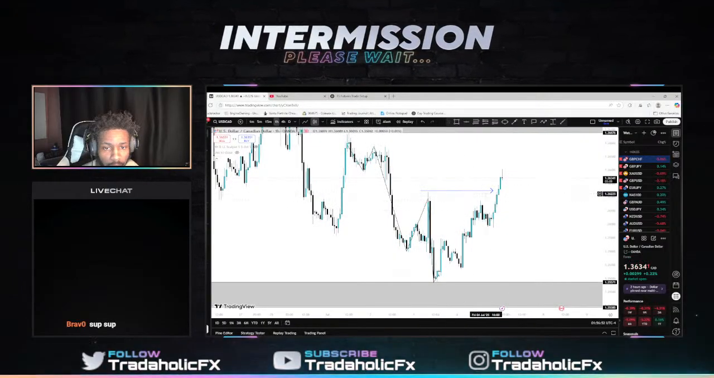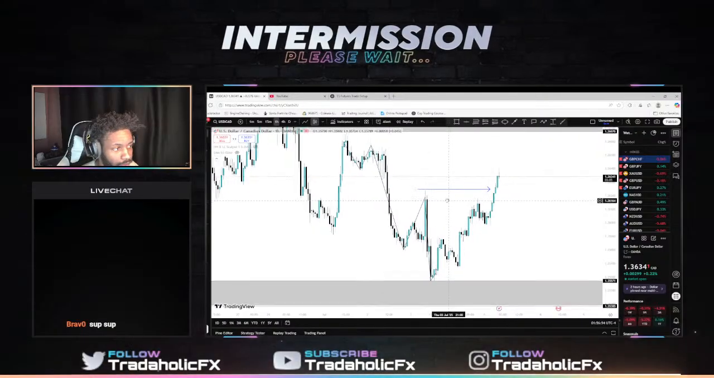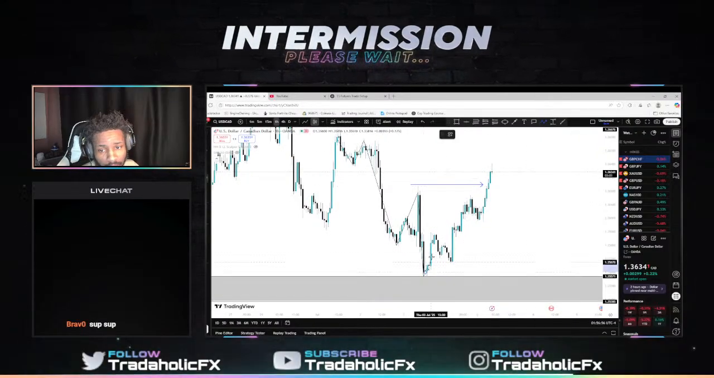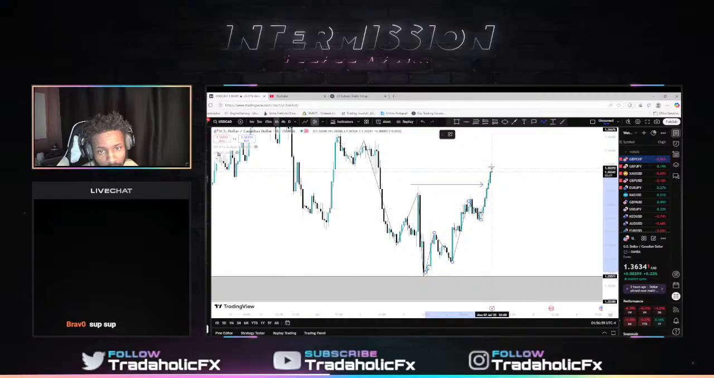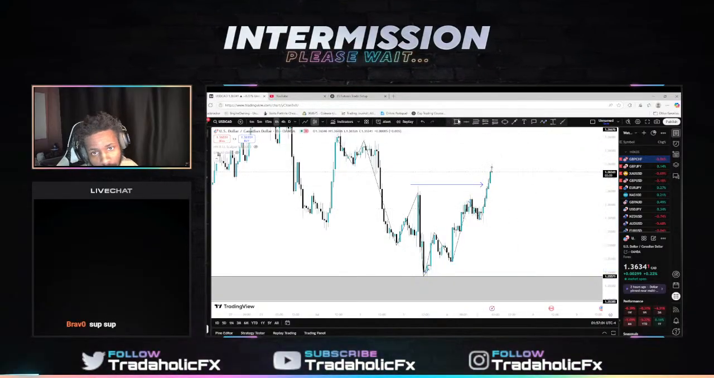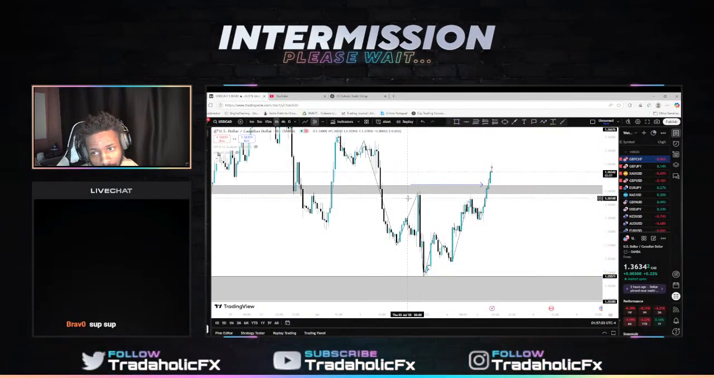Then we have price break above this high right over here, or make a new high. Then we have a higher high, higher low, higher high, higher low, higher high. So the 1 hour is bullish. We just broke above this high right over here.